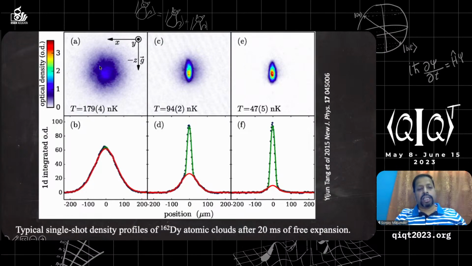So using this, if you understood this one, you can see that you can achieve the condensate. This is the typical single shot image of the density profile of one of the important candidate atoms, that is DOI 162. You can have different variants of the DOI, which can also be condensate. And if you see at different temperatures, 179 nanokelvin, and if you go down to 94 and 47, you can see the condensate forming at this temperature, and you can see the thermal profile, which shows that the condensate really forms.